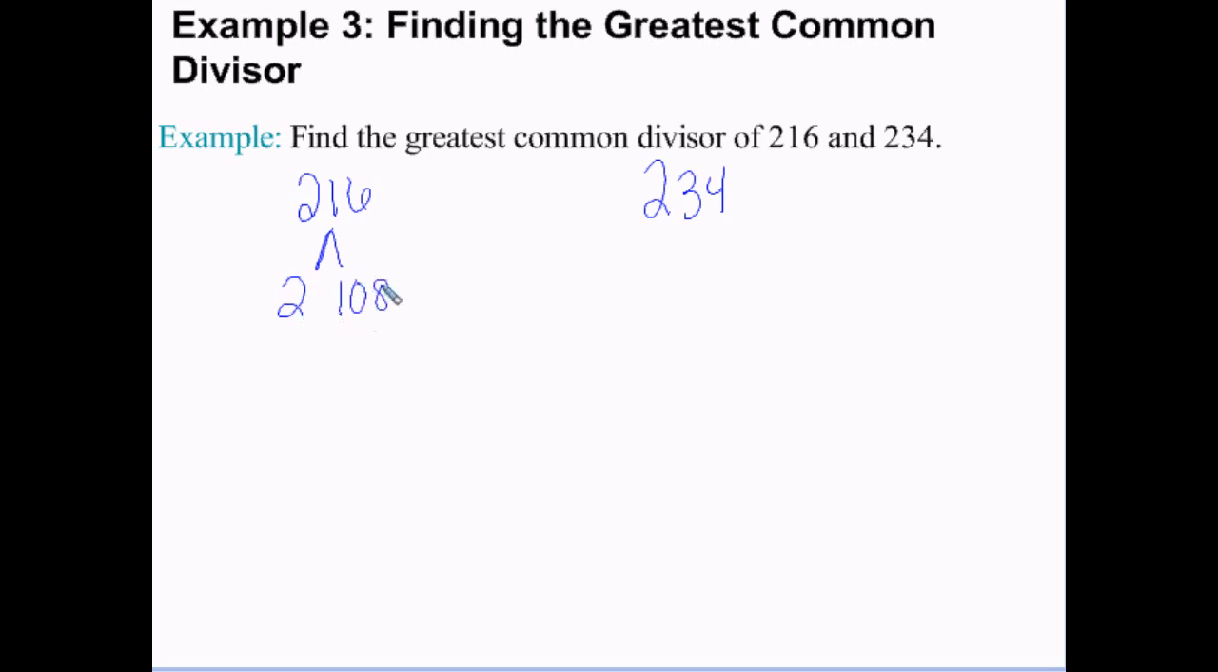108, which will then divide by 2, which divides by 2, whoops, 27, which divides by 3, and then I get 3s. Okay. So I have 1, 2, 3 2s, and 1, 2, 3 3s. That's 216.